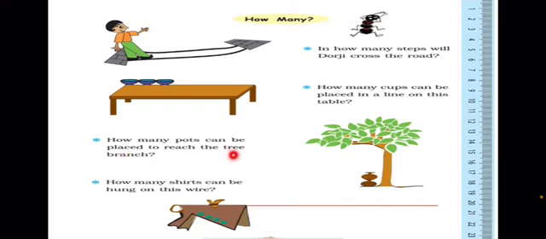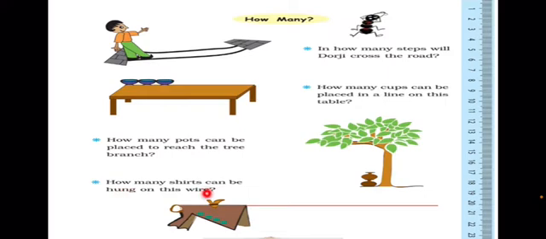How many pots can be placed to reach the tree branch? Over here again you can see 2 of same size pots have been arranged, but what happens if a smaller or a bigger pot has been placed over here? So there will be a change in the measurement.